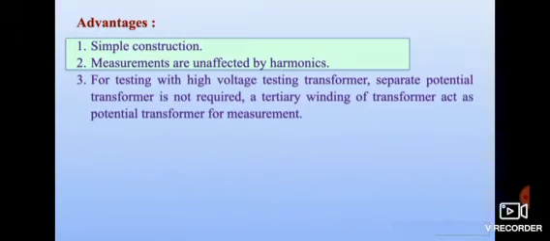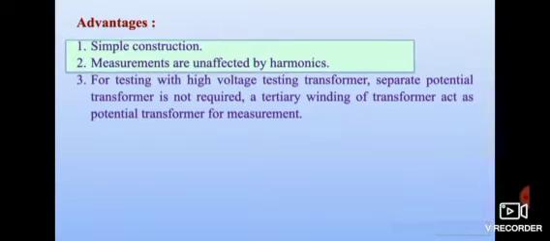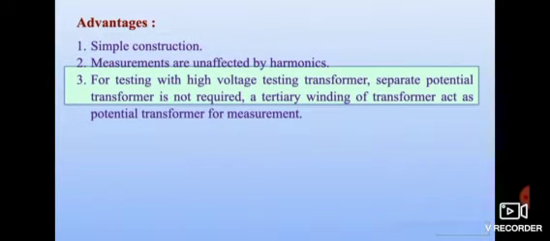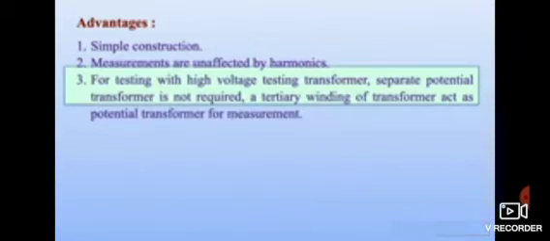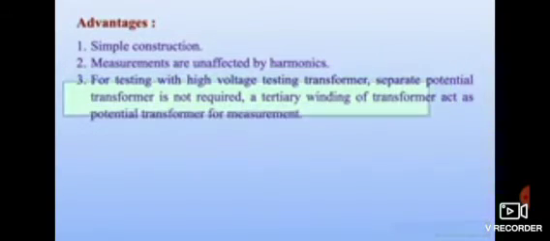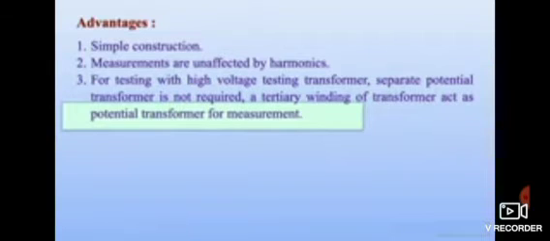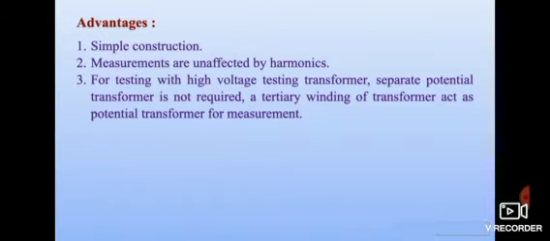See the advantages. It is simple in construction. Measurements are unaffected by harmonics. For testing with a high voltage testing transformer, a separate potential transformer is not required. A tertiary winding of the transformer acts as the potential transformer for the measurement of high AC voltage. But it is the oldest method for the measurement of AC voltage.